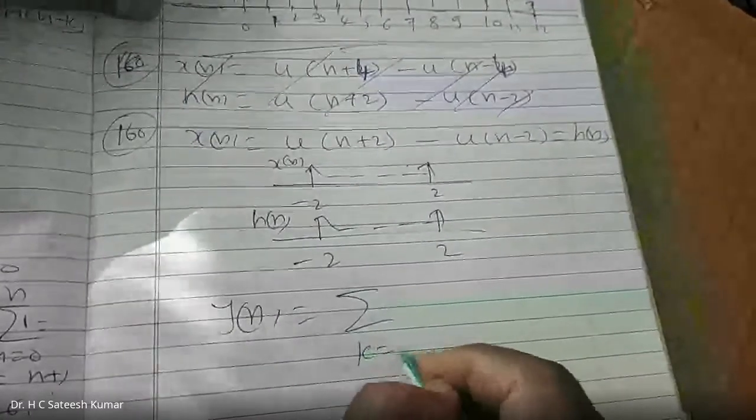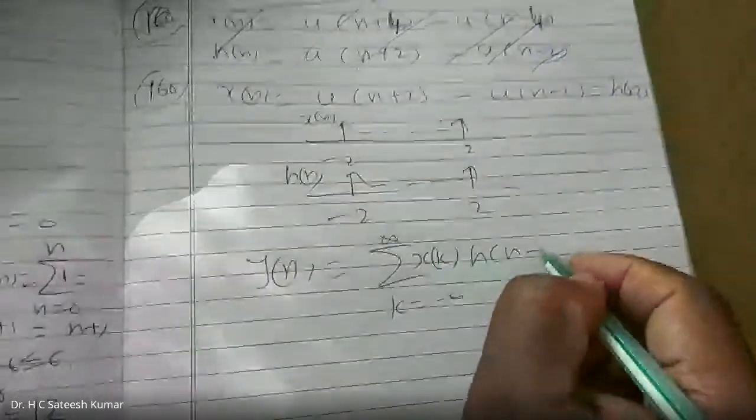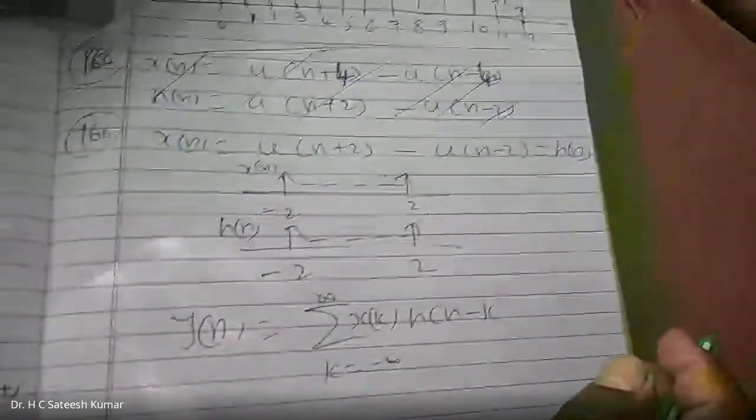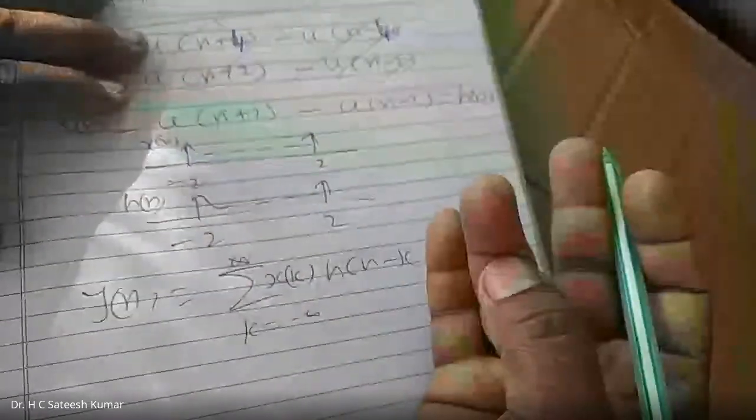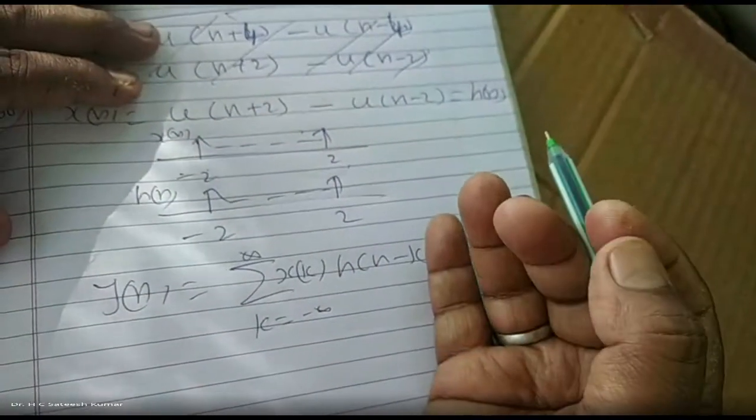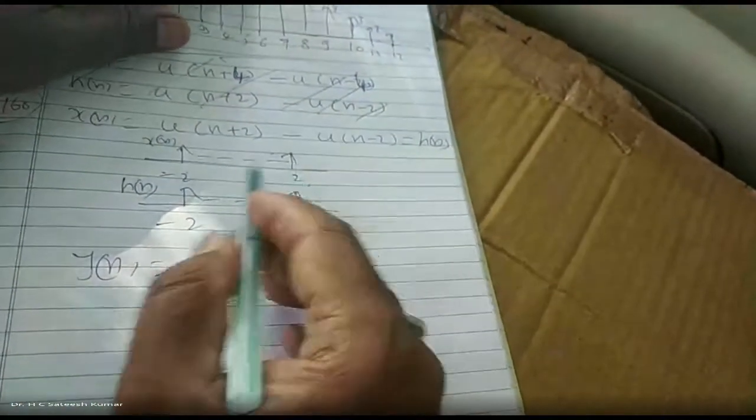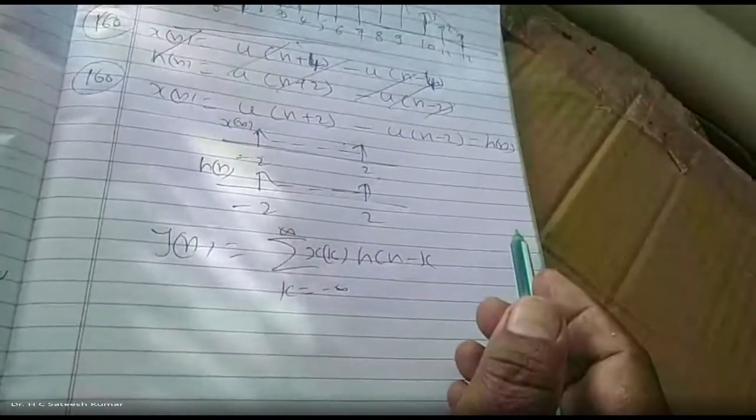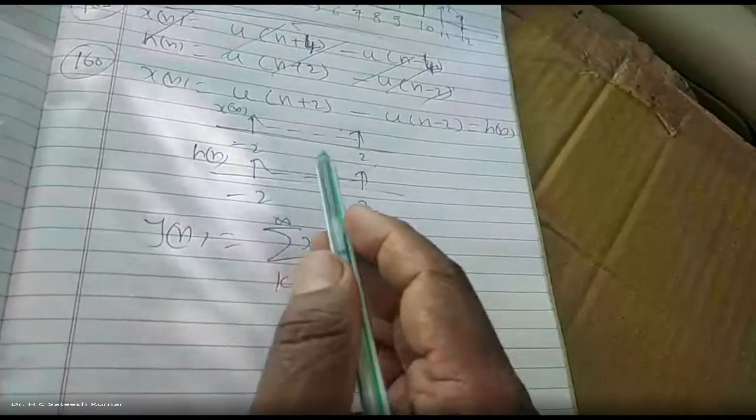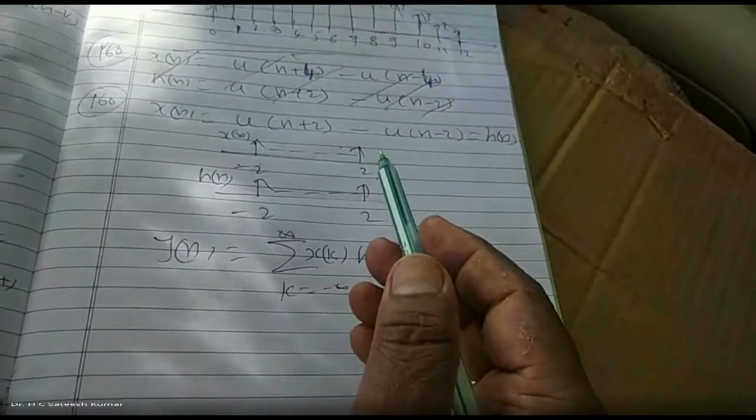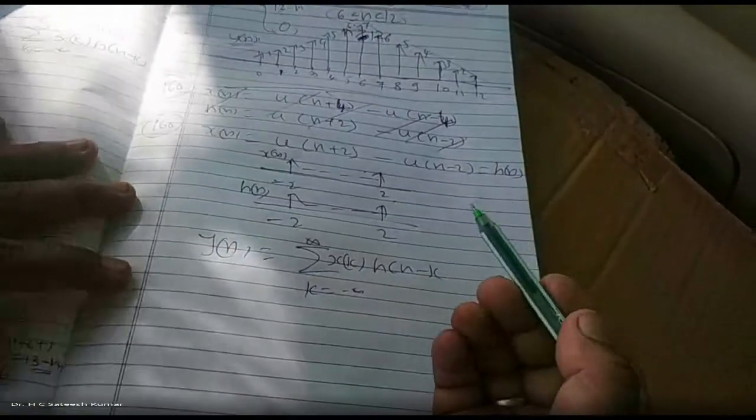y of n is equal to summation k varies from minus infinity to plus infinity, x of k into h of n minus k. Minus 2 to plus 2, how many elements are there? Minus 2, minus 1, 0, 1, 2. 5 elements are there. Don't just subtract and check it; the 0th element will also be there. If I subtract 2 minus of minus 2, I get 4 elements, sorry, because 0 is also an element. Therefore, minus 2 to plus 2, the total is 5 elements.